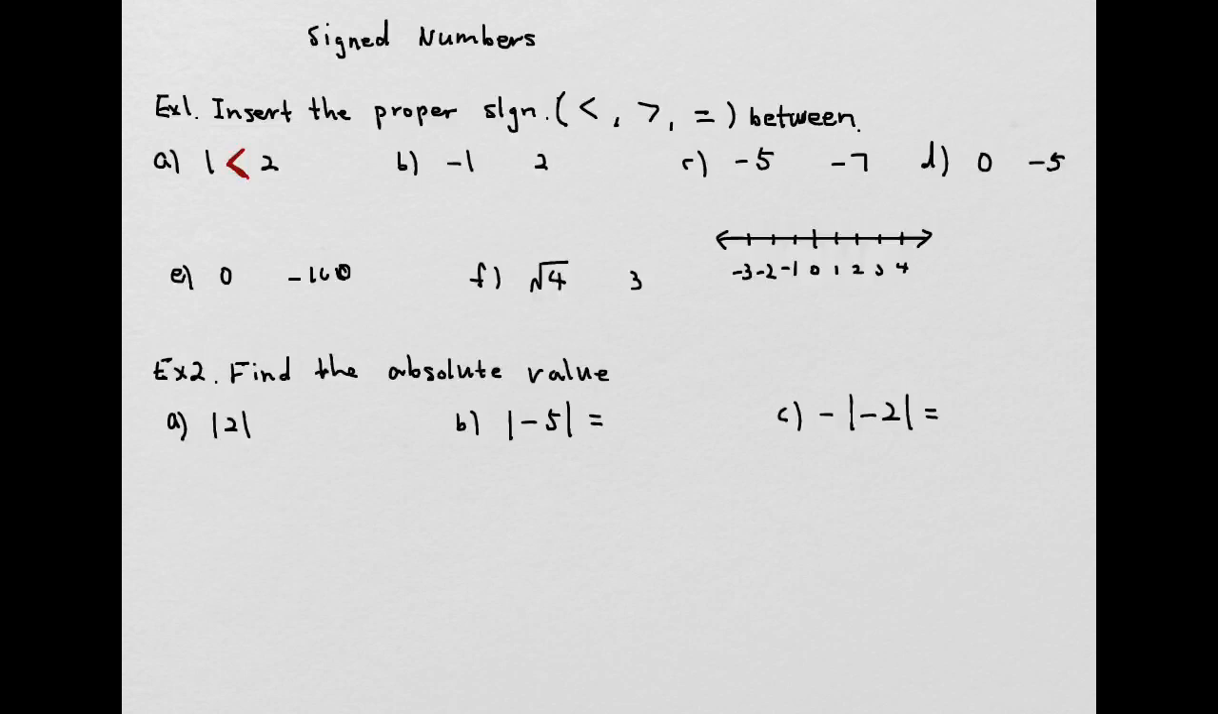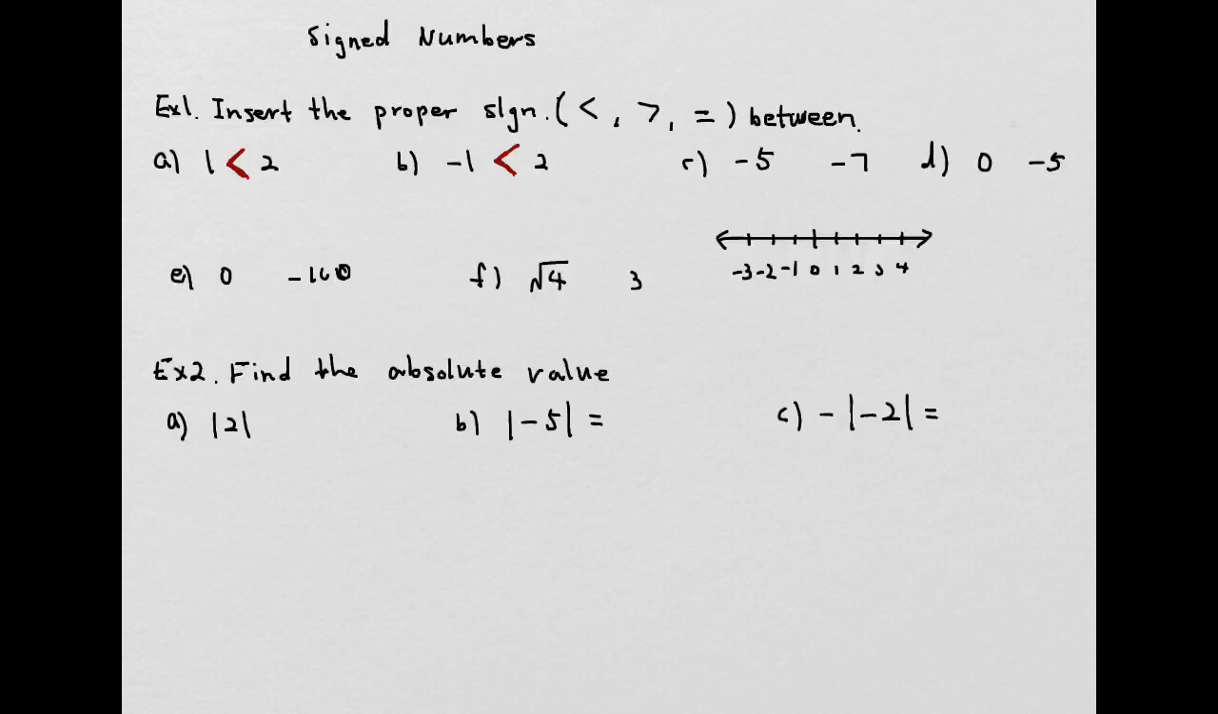When we're looking at the second one, you have -1 and 2. -1 is right here. 2 is on the right side of -1, so it looks like 2 is bigger. So -1 is less than 2.